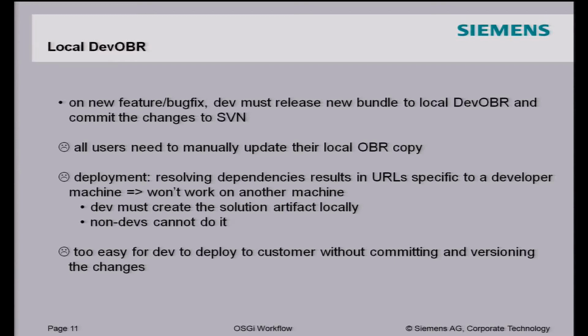Meaning that we put our DevOBR in the SVN repository, and whoever wanted to develop checked out this whole OBR on the local machine. They linked it as a file OBR in our case. And they start working, and when they are done, they, of course, commit their source. They commit into the source repository.